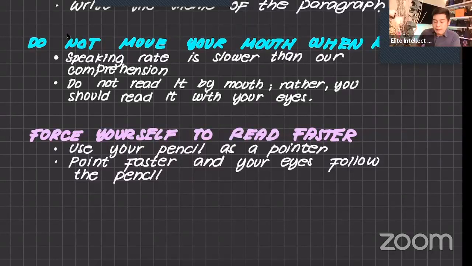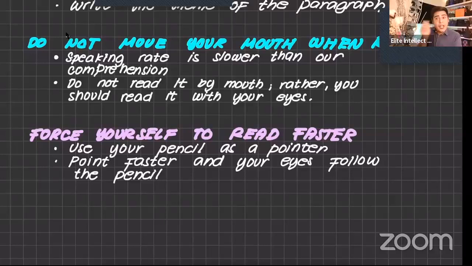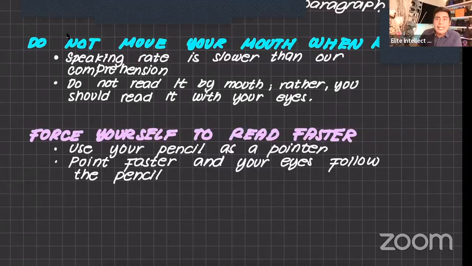If your reading rate is at, let's say, 300 words per minute, imagine if you're forcing yourself to read faster, you are already at 700 words per minute. 700 words per minute. So the entire reading passage, you can read it in just like 2 minutes. Right? 2 minutes. So do that.